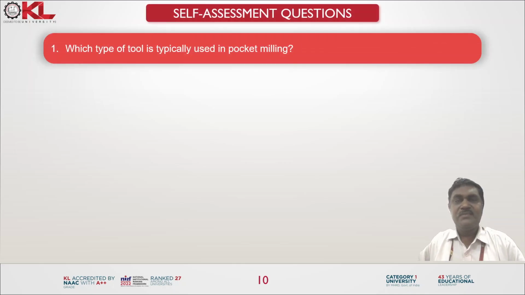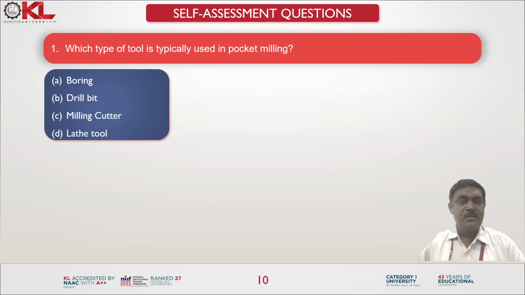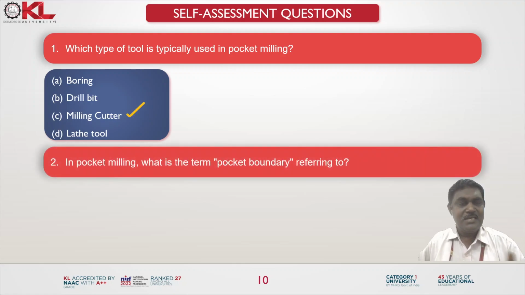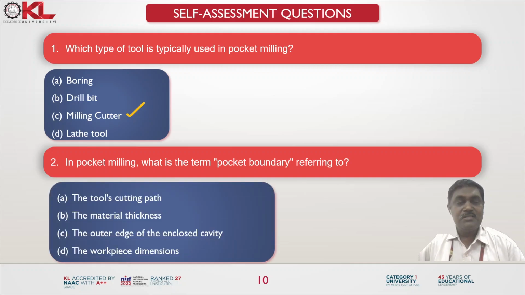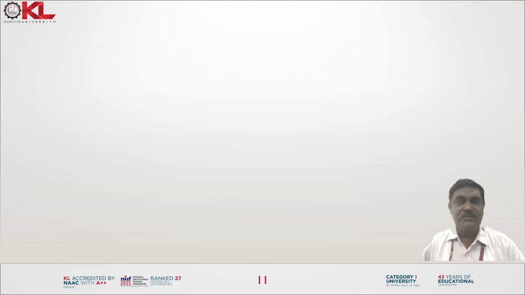Now let us see the self-assessment questions. Which type of tool is typically used in pocket milling? Boring, drill bit, milling cutter, or lathe tool. The correct answer is a milling cutter. Second question: in pocket milling, what does the term pocket boundary refer to? The tool's cutting path, material thickness, outer edge of the enclosed cavity, or workpiece dimensions. The answer is the outer edge of the enclosed cavity.